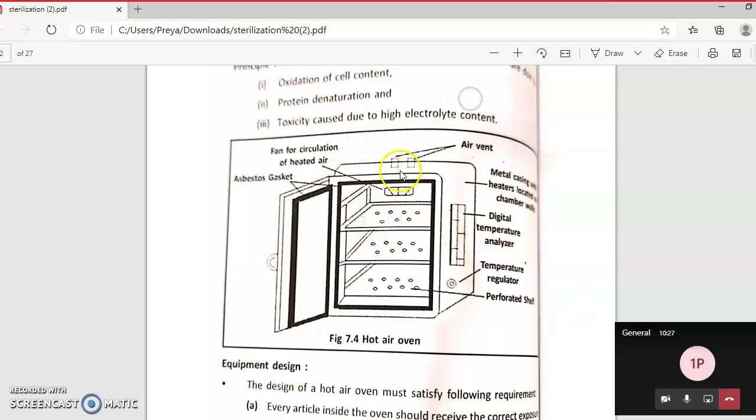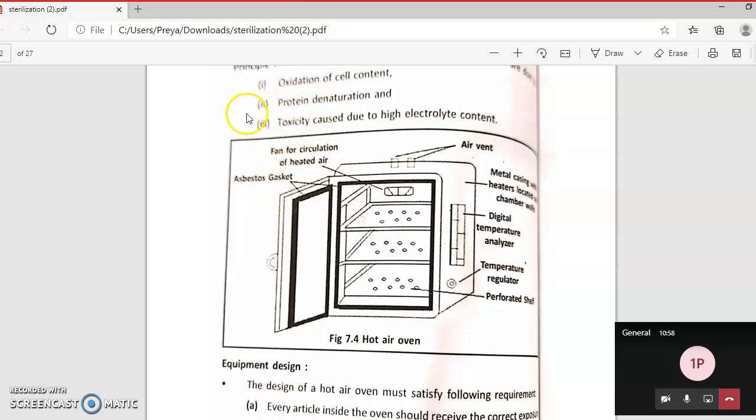This is the main equipment in which this black colored boundary of the oven as well as the door is called the asbestos gasket. What is the role of this asbestos gasket? It gives you a complete airtight packing of your hot air oven. When you close the door, it doesn't allow heat to come out. So this is the role of the gasket.